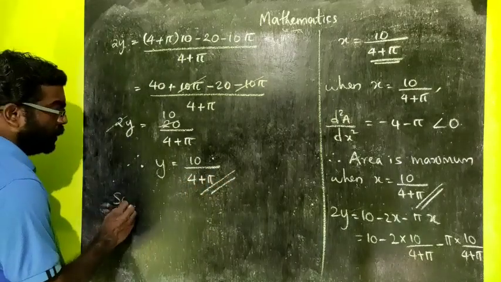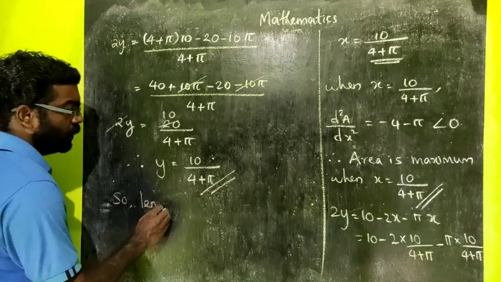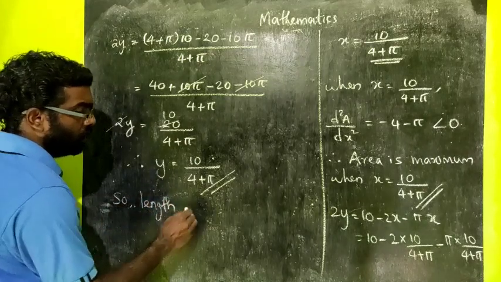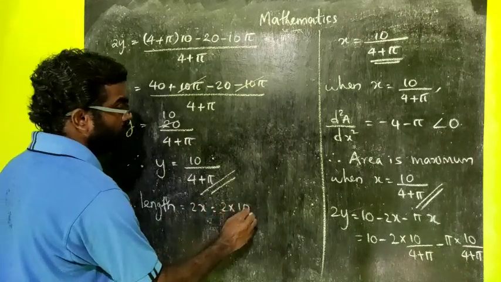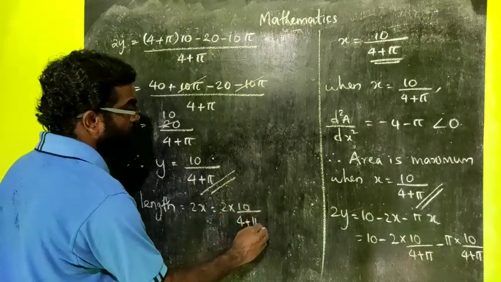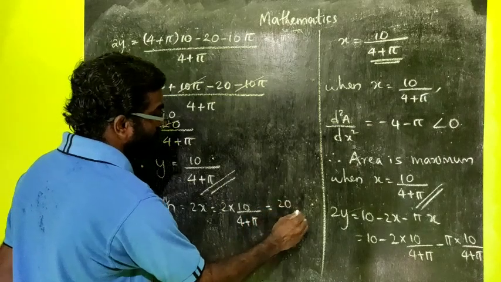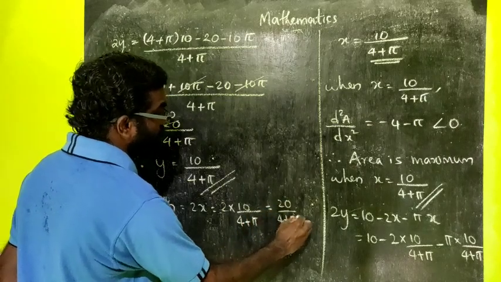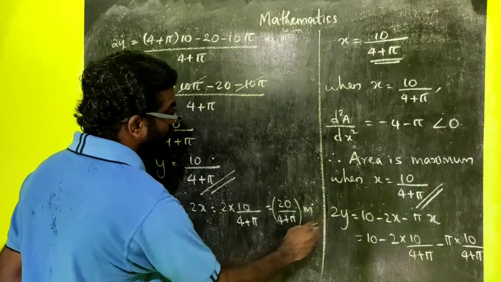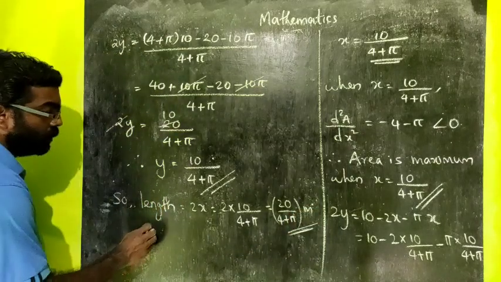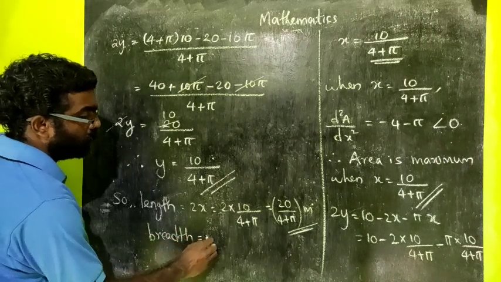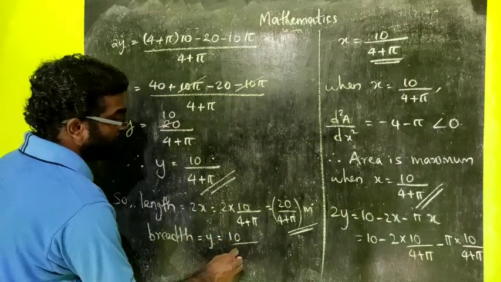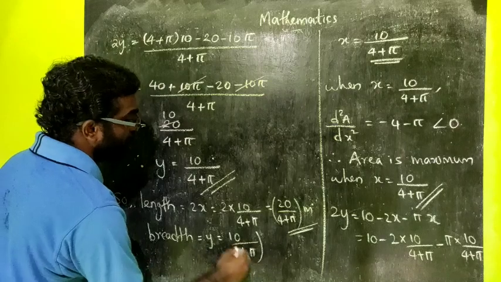So you can write the dimensions as length 2x, which is equal to 2 into 10 by 4 plus pi, which is equal to 20 by 4 plus pi meter, and the breadth is y. So the breadth is equal to y, which gives 10 by 4 plus pi meter.